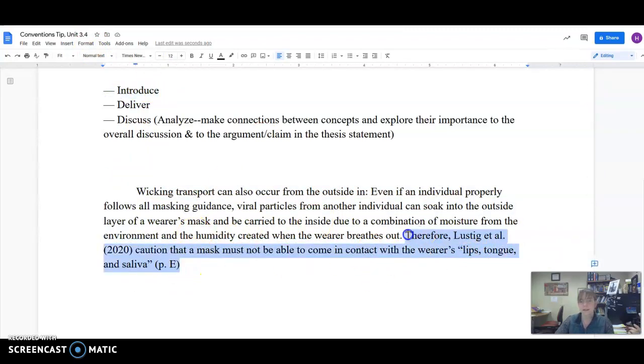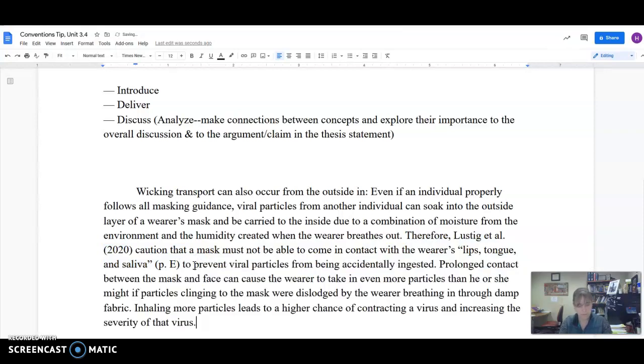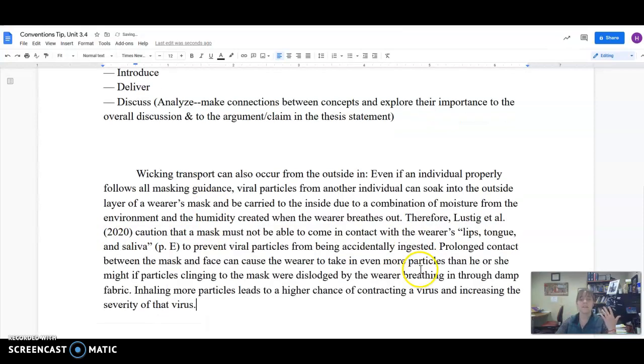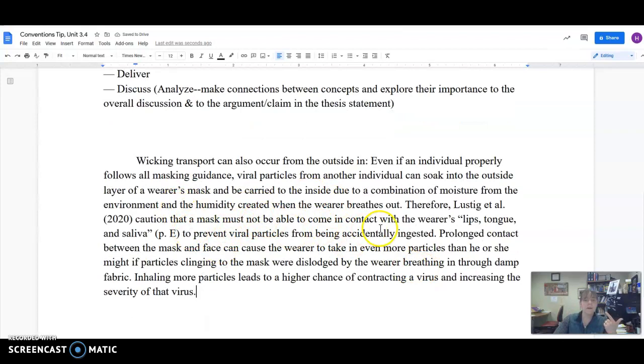This is my deliver. Notice now that it's shorter than my introduction. Okay? And then this is my discuss. This is the why. So keeping it from coming into contact keeps that person from ingesting those particles.